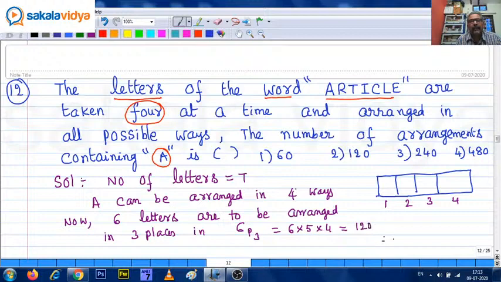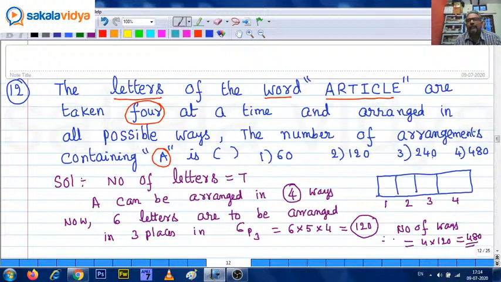Therefore, the first work has been done in 4 ways, the second work in 120 ways. The number of ways is equal to 4 into 120, that is 480. So the fourth option is the right option.